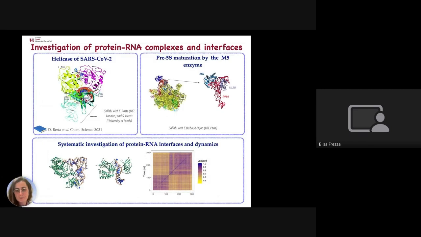So we did that by looking at different systems, ELISA and SARS-CoV-2, in collaboration with the groups of Dina Rossa and Sarah Harris in the UK, and the pre-5S maturation by the M5 enzyme. Finally, what we want to show today is a systematic investigation of protein interfaces and dynamics.